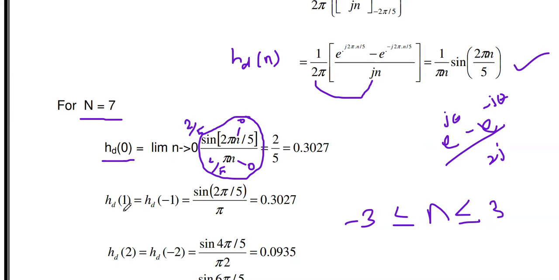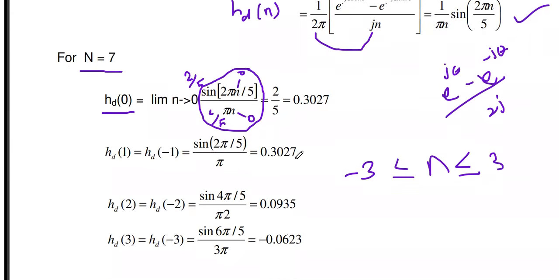Then similarly, the h_d of 1 and minus 1. You know all these filters are symmetric filters. The h_d of 1 value and h_d of minus 1 value will become equal. If you substitute n equal to 1, we get h_d of 1. If you substitute n equal to minus 1, we get h_d of minus 1. Both values become equal. So the h_d of 1 and h_d of minus 1 values are 0.3027, from sine of 2π by 5 divided by π. So you just calculate the answer.